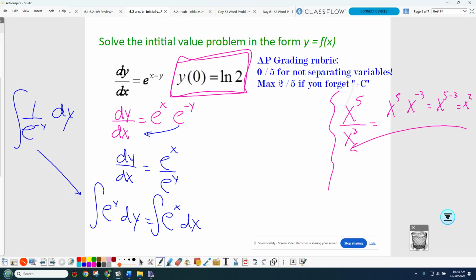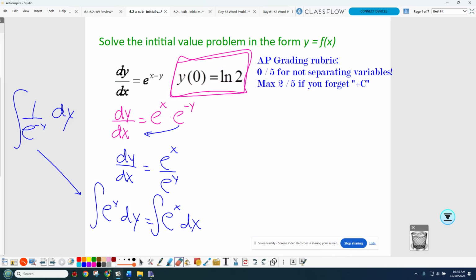Sophia, what's the integral of e to the y? E to the y times the derivative of y, which, because we have that dy on there, is going to be just 1. So it's e to the y equals e to the x plus c, because you've already done the combining of the c's. Moved them all to the same unknown spot.